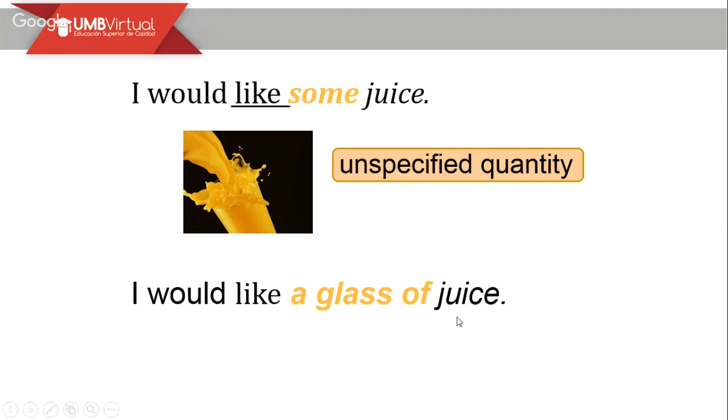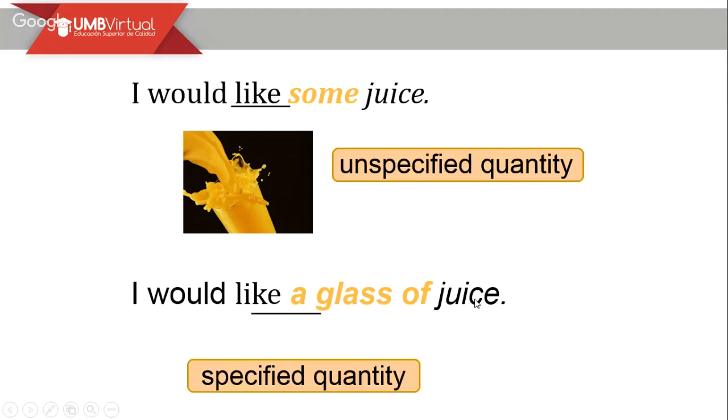I would like a glass of juice. There is going to be this part. Ok, en esta parte decimos que yo quiero cuánto. Un vaso de jugo. Si hacemos referencia al vaso, eso sería lo contable. El recipiente, más no el ingrediente. Okay? So, specified quantity right there.